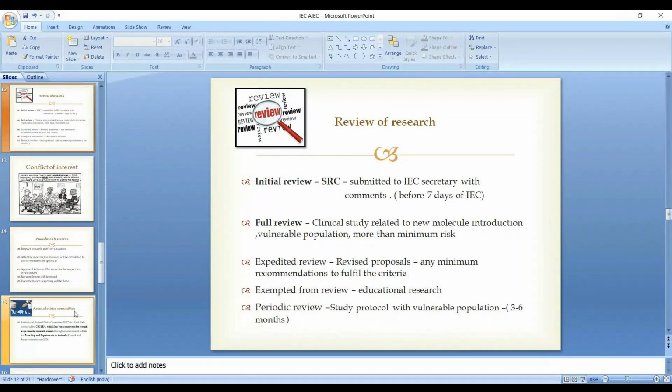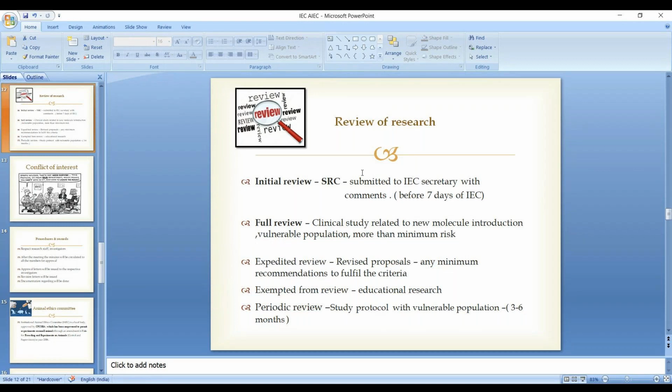How does the ethical committee work? Whatever your DRC, departmental review committee, has reviewed, then it will come to SRC for the initial review. SRC, scientific review committee, will take care of all the proposals and submit to the IC with detailed comments. SRC again consists of certain expertise from the institute only. They will review them and submit to the IC secretary with their own comments.